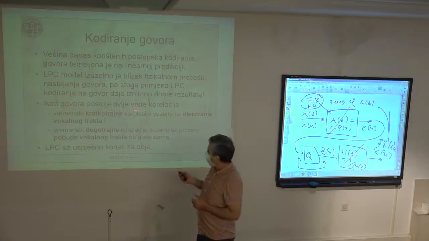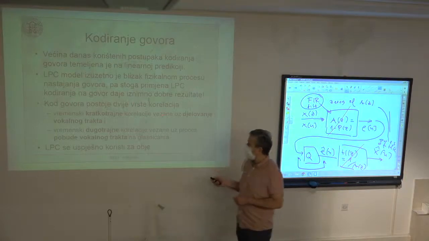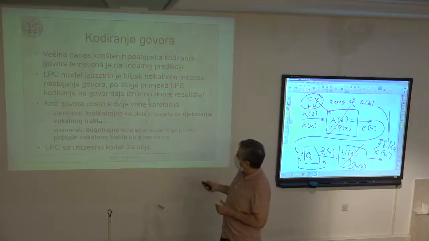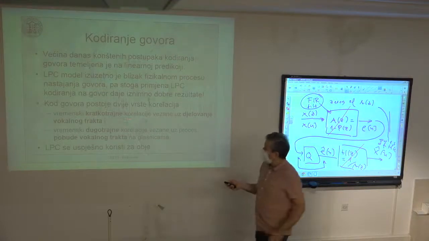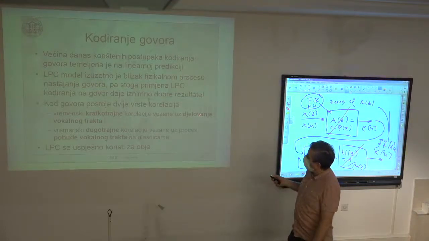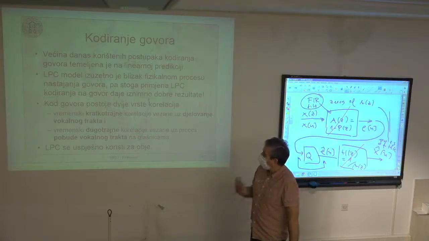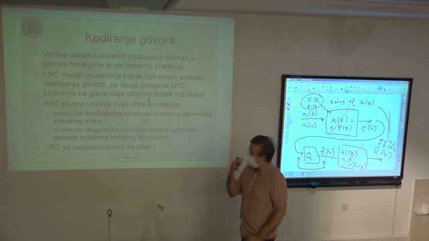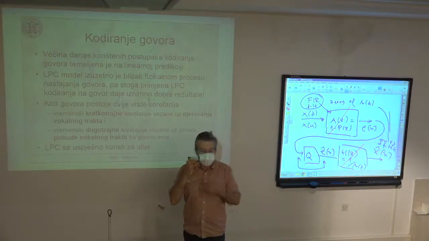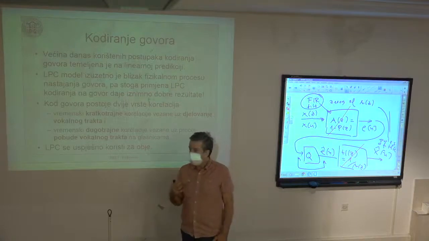With speech signal, there are two main sources of correlation. The first part is the so-called short-time correlation. They are related to the behavior or to the influence of the vocal tract on statistical properties of the output signal. So the correlation properties are determined exactly by the shape of the vocal tract when you are pronouncing a certain sound.